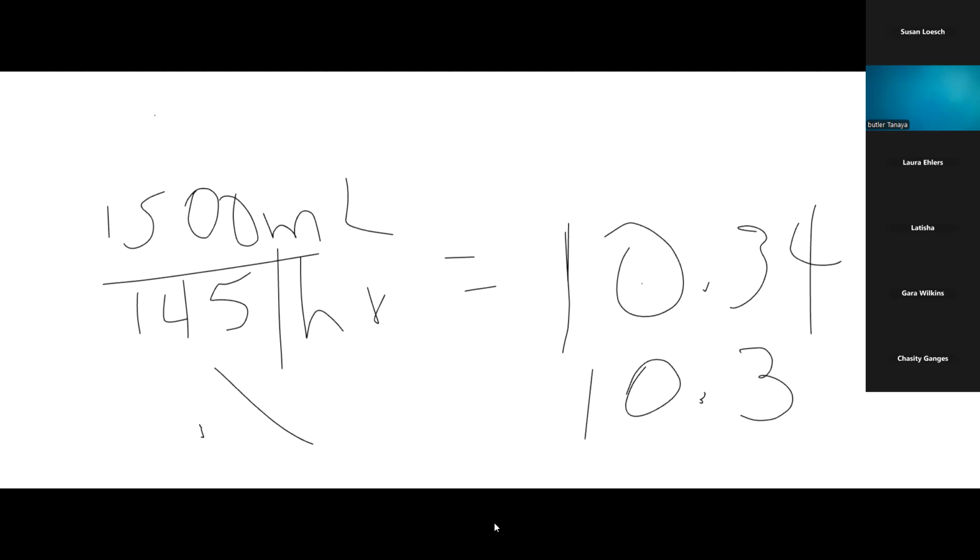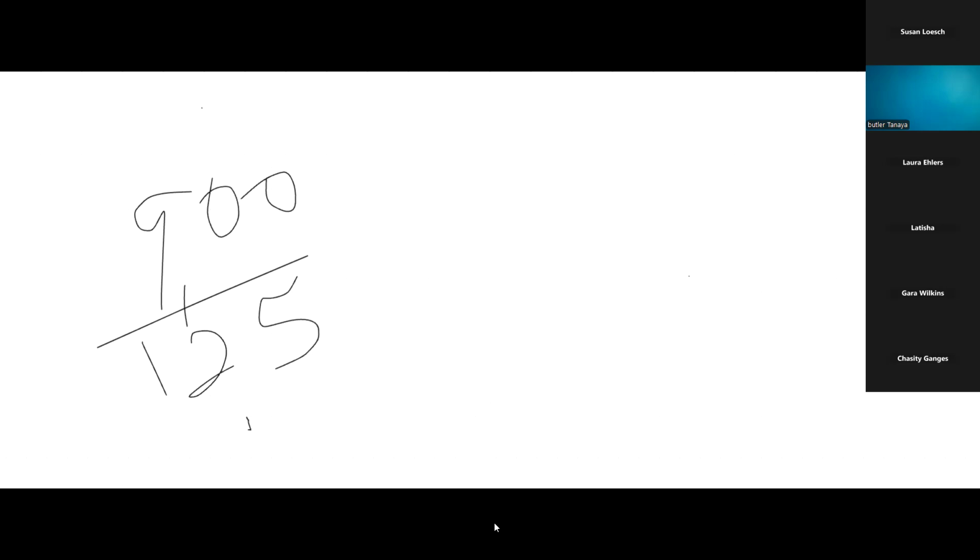Okay, so we got 125 with 900 mLs of fluid left. So that would be 900 divided by 125. So that would be 7.2 hours. And then it would be 7 hours plus 0.2. 0.2 times 60 is 12. So it should be 7 hours and 12 minutes.